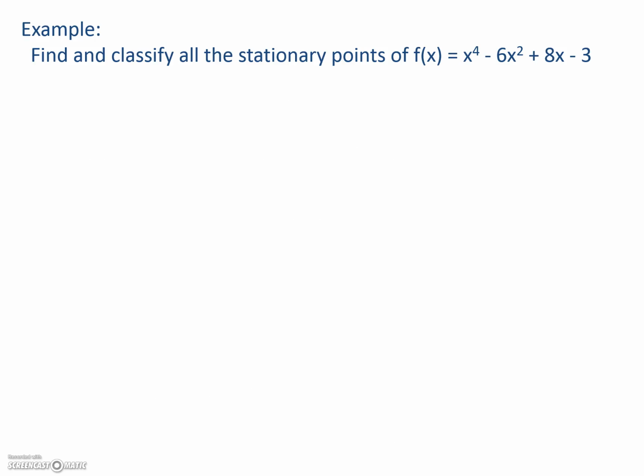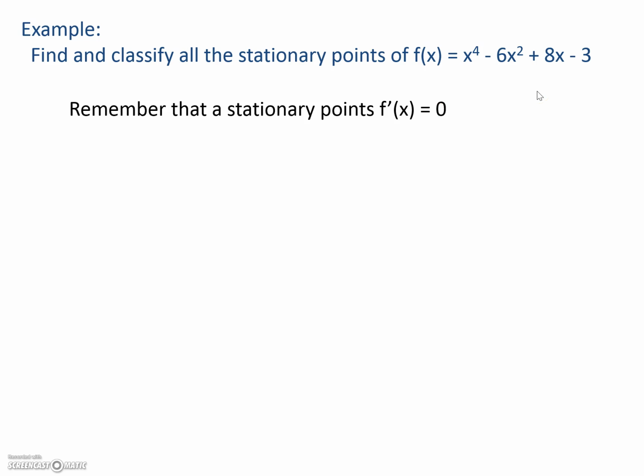Okay, here's an example. We're going to find and classify all the stationary points on this very complicated looking function here. Find as in what's the coordinates of the points, and classify as in is it a maximum, a minimum, or a point of horizontal inflection. We've got to remember that a stationary point's derivative equals zero.